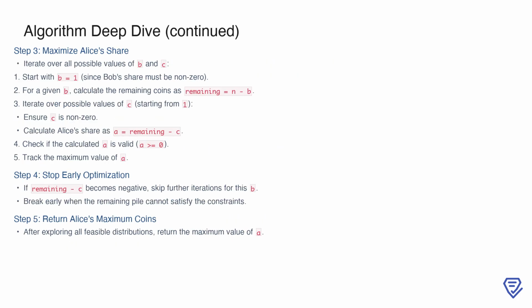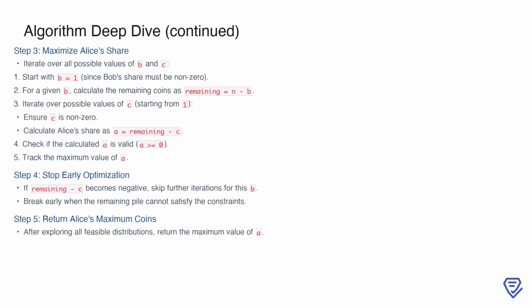Now that we understand the constraints, the next step is to focus on maximizing Alice's share. To do this, we iterate over all possible values of B and C. We start with B equals 1 because Bob's share must be non-zero. For each value of B, we calculate the remaining coins as remaining equals n minus B.